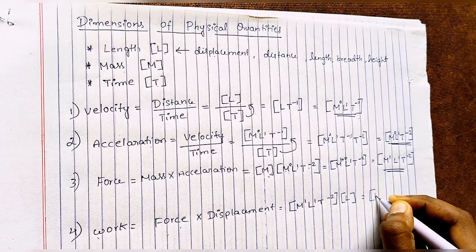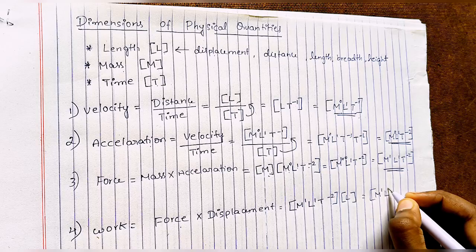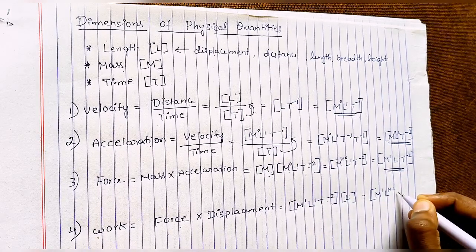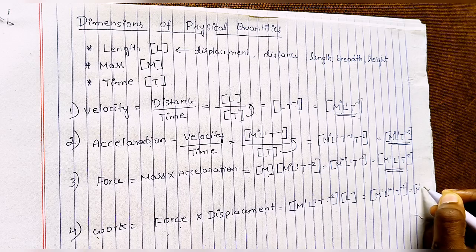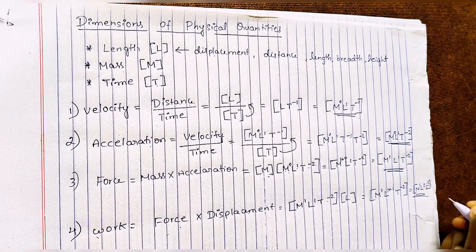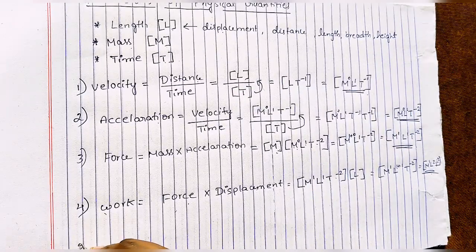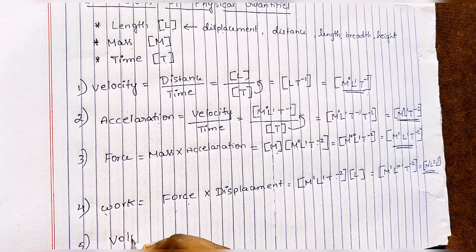Next, writing it in MLT form, m to the power 1, L to the power we have L to the power 1 as well as again L to the power 1. So I will write L to the power 1 plus 1 into t to the power minus 2. Finally, we get m to the power 1, L to the power 2, t to the power minus 2, which is the dimensional formula for work. Next, fifth question is for volume.